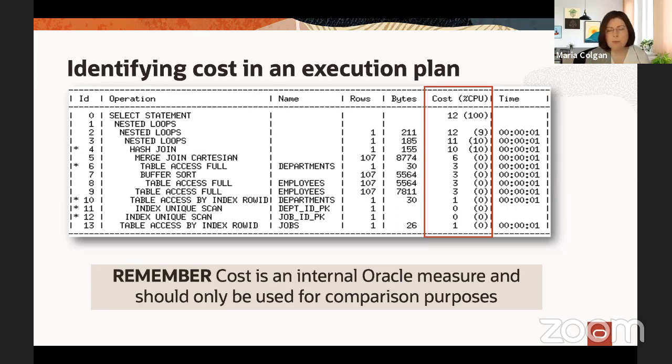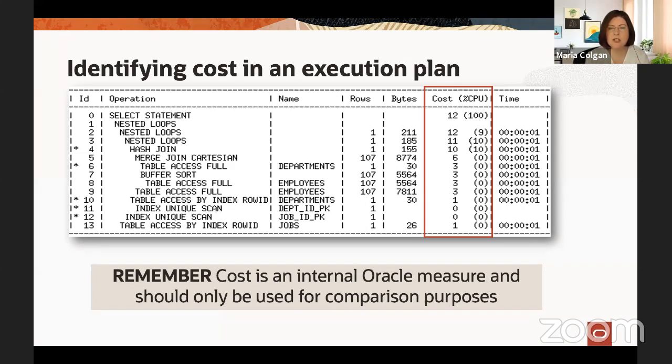And how important is it? How often, if I'm tuning queries, do I go looking at the cost column? To be honest, it's not that important to me. The only time it's important is when I'm trying to compare two plans. And this is the same reason the optimizer uses it. Remember, we have a cost-based optimizer by default.